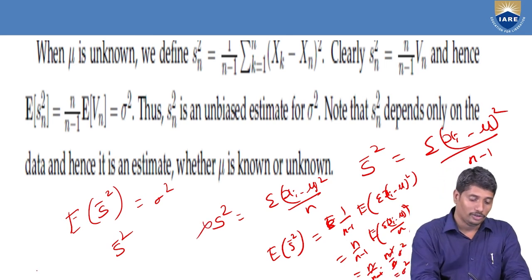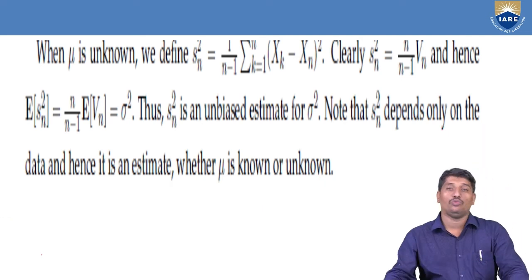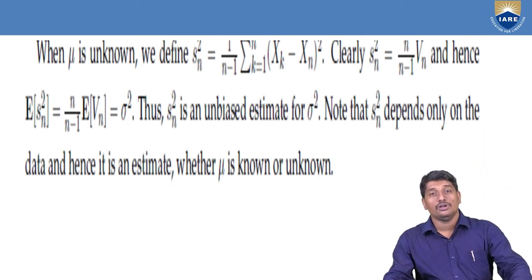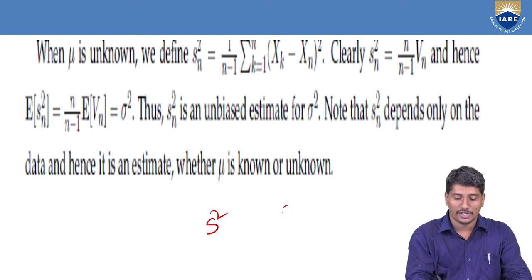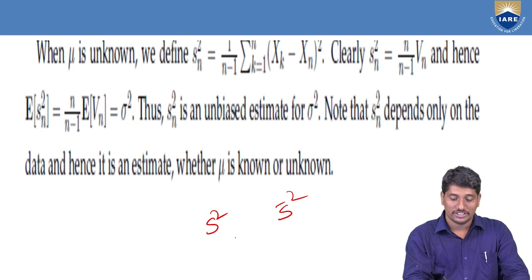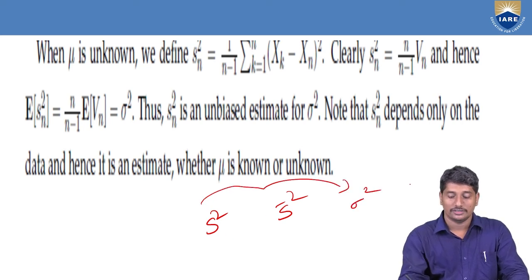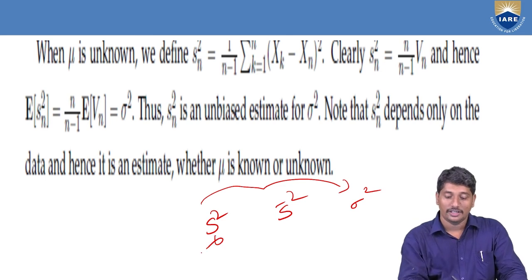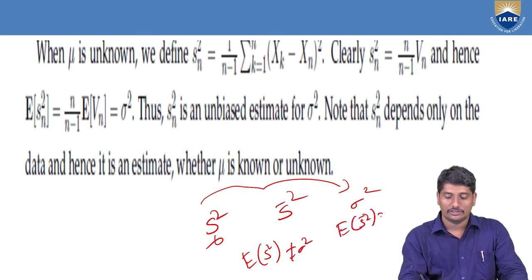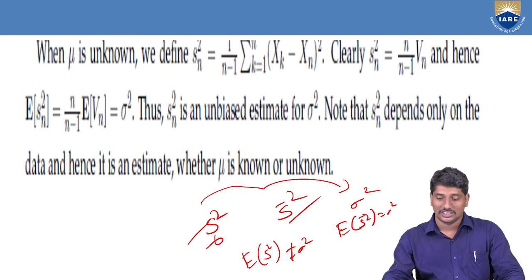Okay, now with this we have looked into an example where a biased estimator, that is s square, and an unbiased estimator, that is s bar square, are for the same population parameter, both are trying to estimate sigma square, but this is failing in that because expectation of s square is not equal to sigma square. This is successful because expectation of s bar square is equal to sigma square. Okay, so this is unbiased estimator and this is biased estimator.